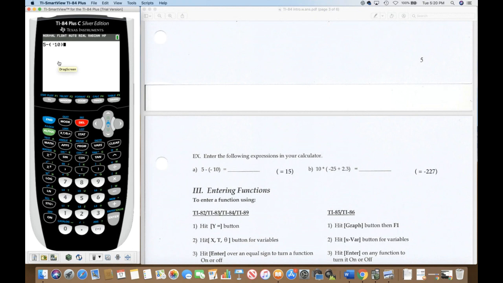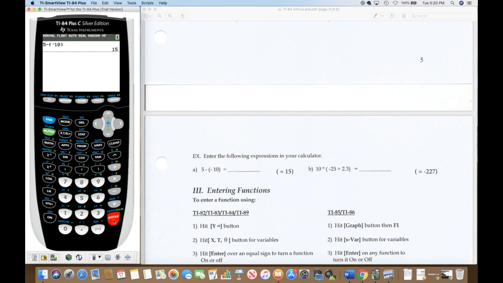5 subtract negative 10. Remember from arithmetic that if you subtract a negative, that's the same as adding. So 5 subtract negative 10 is the same as 5 plus 10. When I hit enter, I get 5 plus 10 is 15.